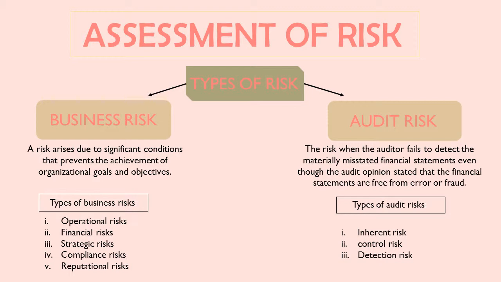Lastly, reputational risks are severe risks that could lead to loss of company's reputation due to customer complaints or product failures. Next is audit risk. This risk occurs when the auditor fails to detect the materially misstated financial statements even though the audit opinion stated that the financial statements are free from error or fraud. It consists of three types, which are inherent risk, control risk and detection risk.